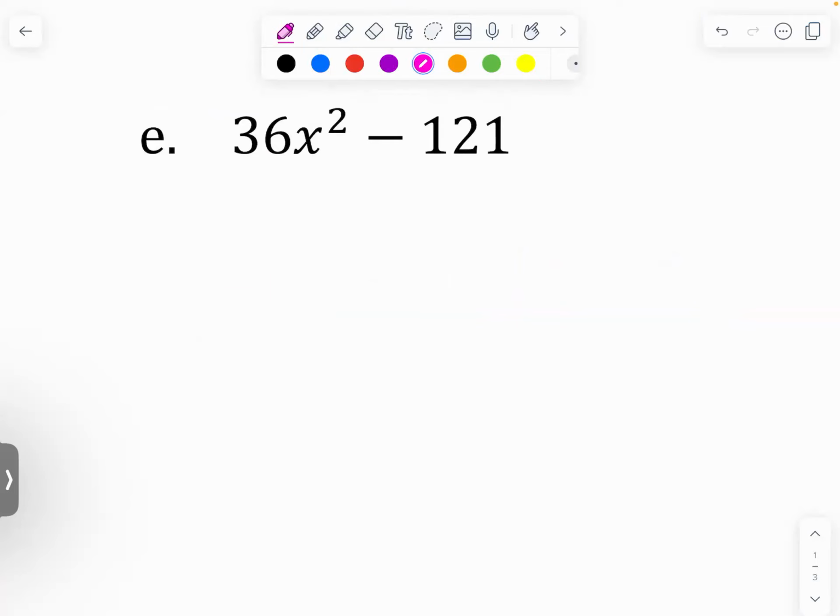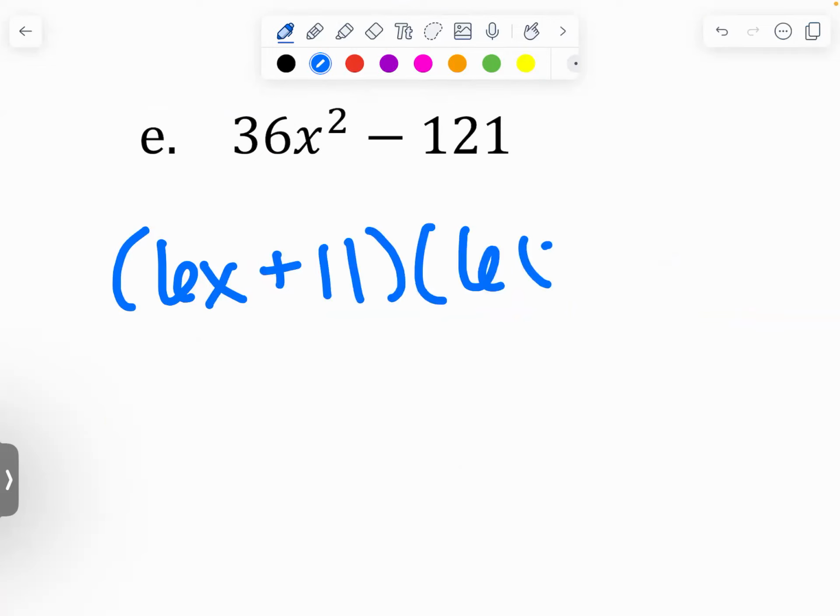Yeah? Okay, here I have 2 terms. Are they both perfect squares? Yes. Okay. 11 and 6. So this is going to factor to 6x plus 11 times 6x minus 11.